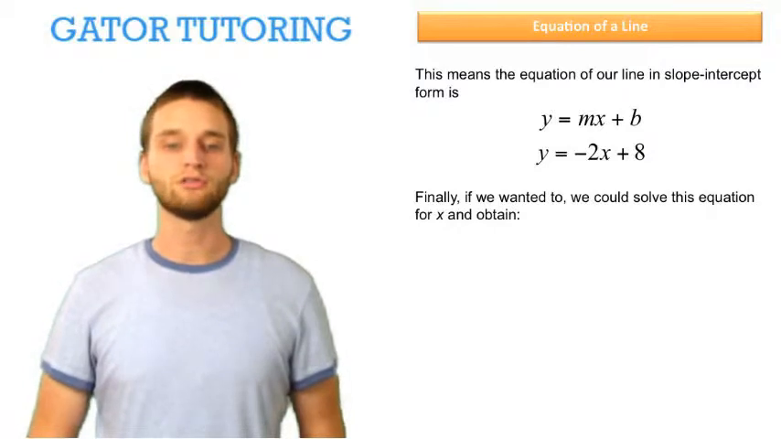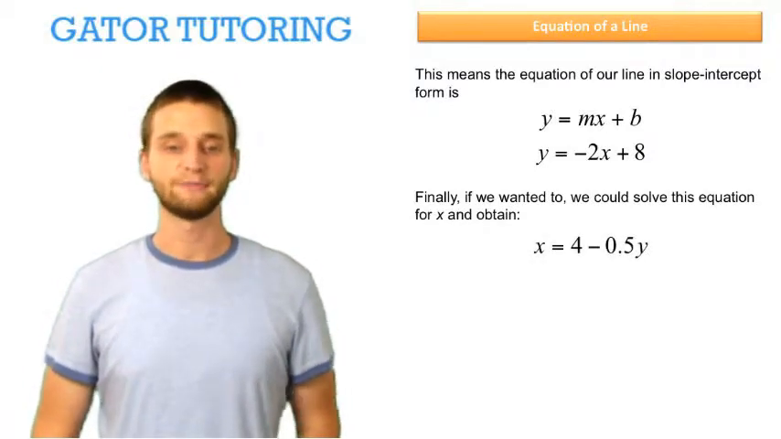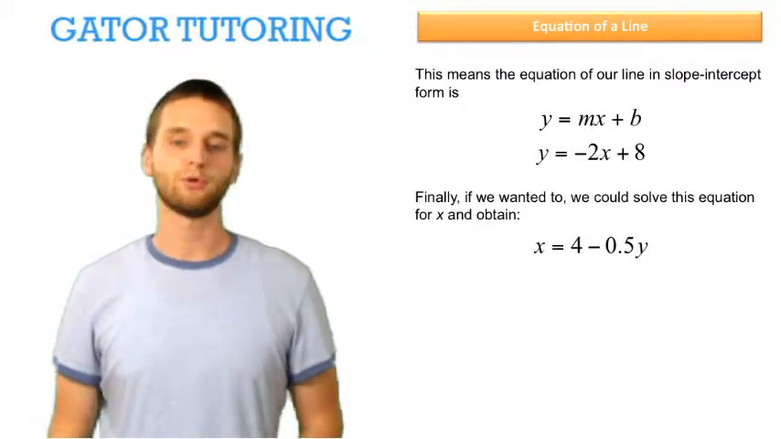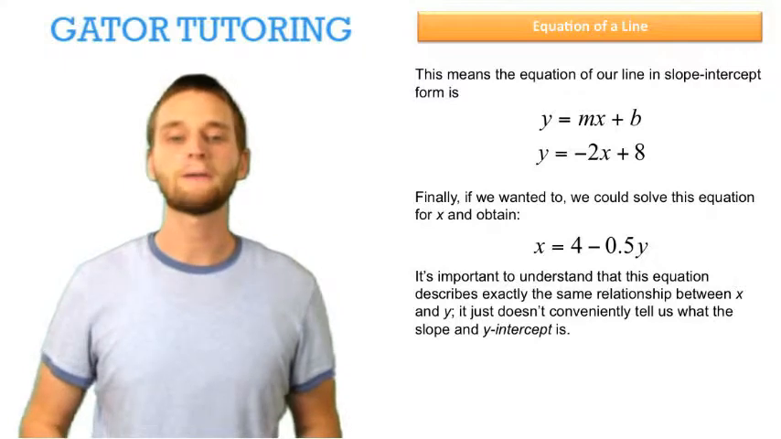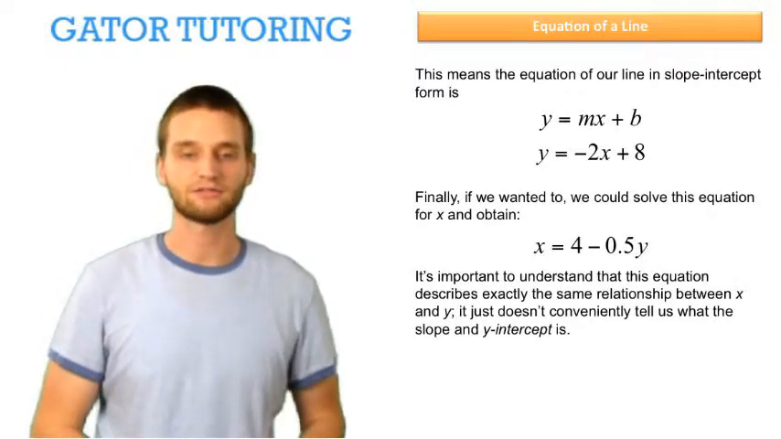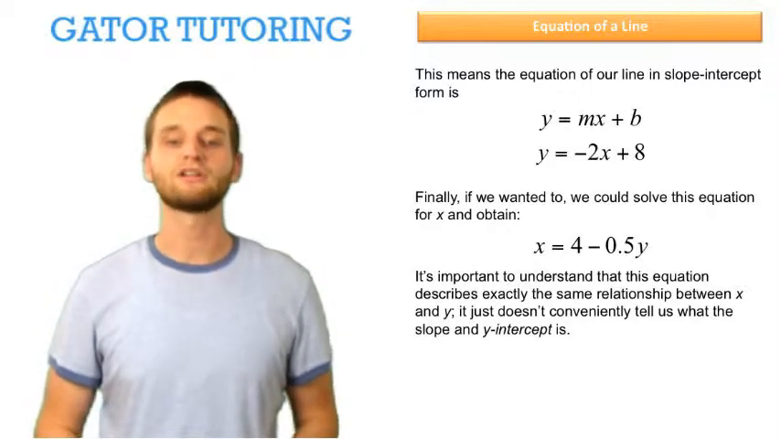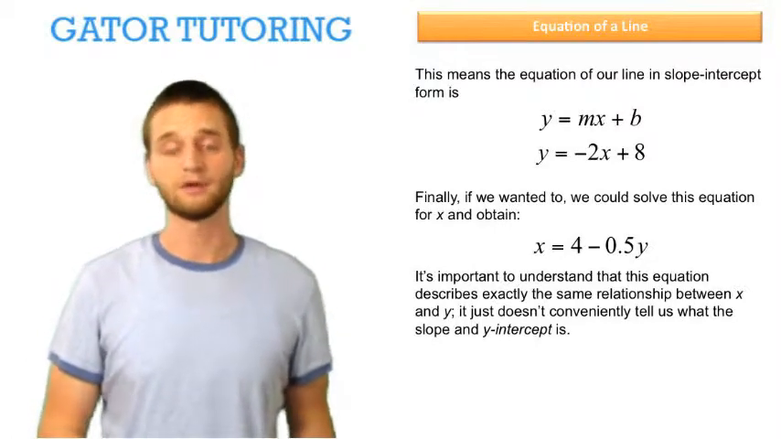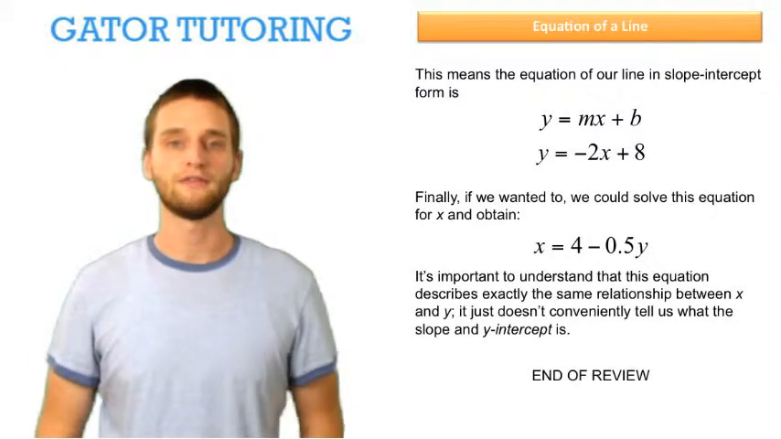Finally, if we wanted to, we could solve this equation for x using algebra and obtain x equals 4 minus 0.5y. It's important to understand that this equation describes exactly the same relationship between x and y as our equation did when it was in slope-intercept form. It just doesn't conveniently tell us what the slope and the y-intercept is. That's the end of the review on the equation of a line.